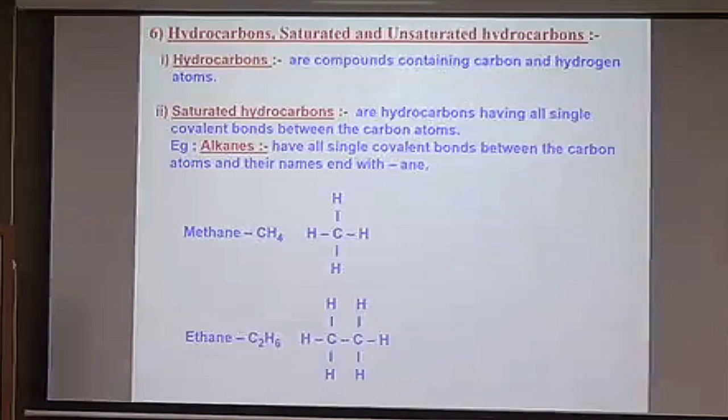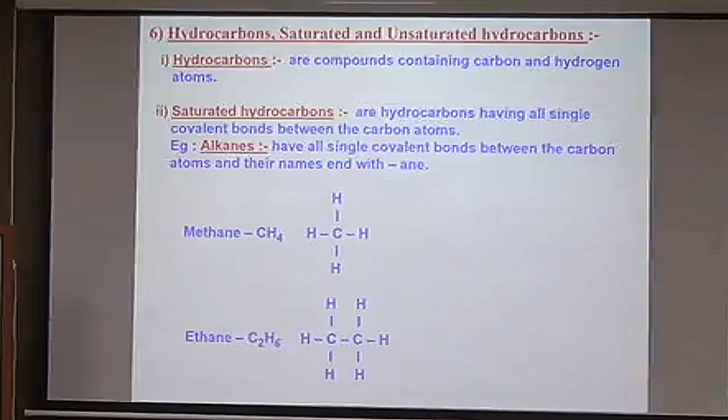Now let us study about the carbon compounds. We are starting with the simplest carbon compounds, which are the compounds of carbon and hydrogen only. We call them hydrocarbons. As I said, they are the compounds of carbon and hydrogen. Now, again, depending on whether there is a single bond between carbon and carbon atom or a double or triple bond between carbon and carbon atom, they may be saturated hydrocarbons or they may be unsaturated hydrocarbons.